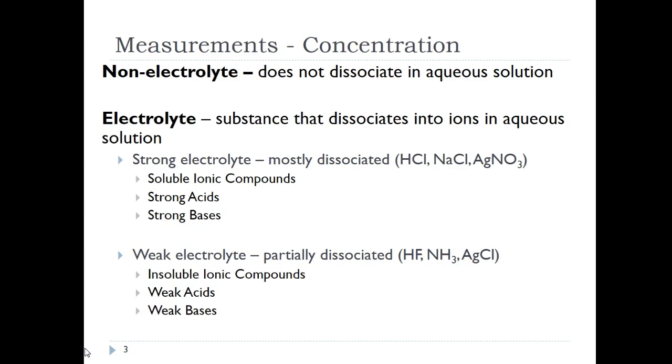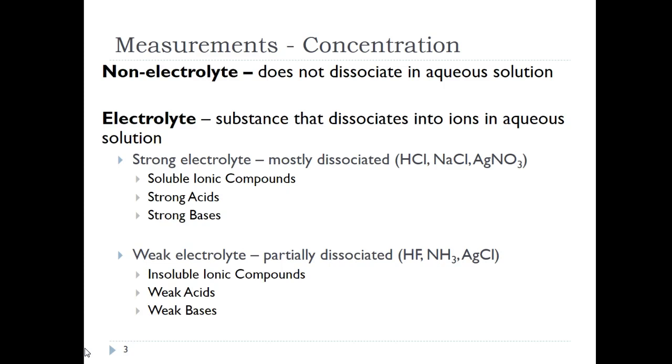So these are our soluble ionic compounds. If you remember the beautiful solubility rules from Gen Chem 1, anything that was considered soluble from those rules is a strong electrolyte. And then any of the strong acids or strong bases are all strong electrolytes, and dissociate completely.